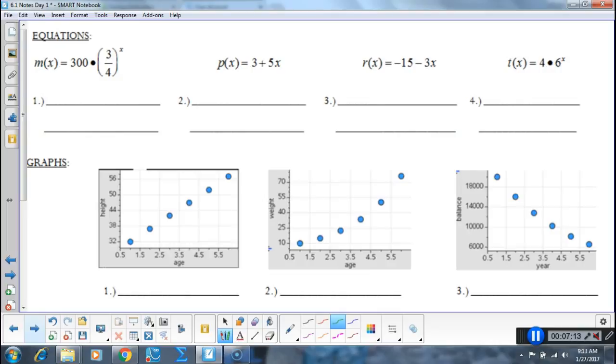What about the exponent? The variable or whatever variable I'm using is up in that exponent spot. So that's exponential. So which of these four are exponential? 1 and 4 are exponential because we have a variable up in the exponent.